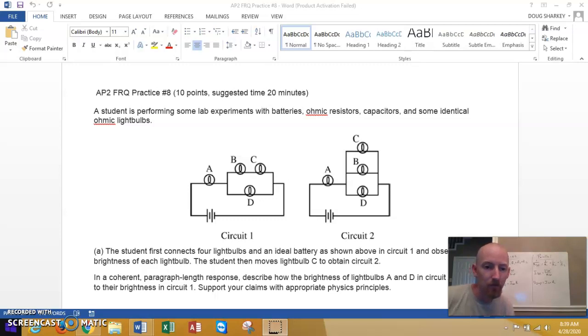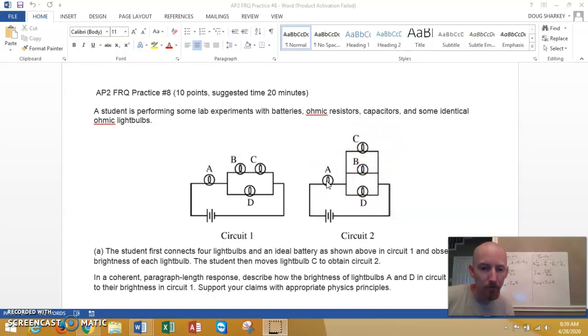And so you've got these two circuits, and they're configured in slightly different ways. Here you've got B and C in series, and then these two are in parallel with D. Over here you take C and make it its own branch, so you've now got a parallel part right here, and then these three are in series with A.